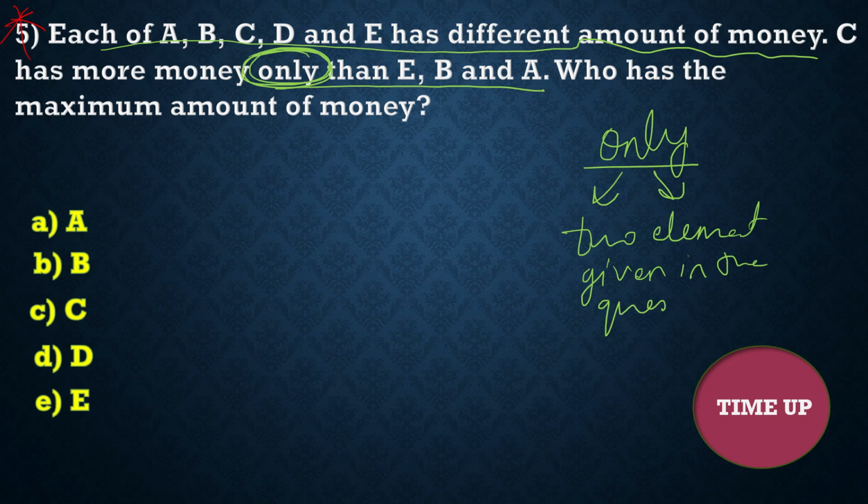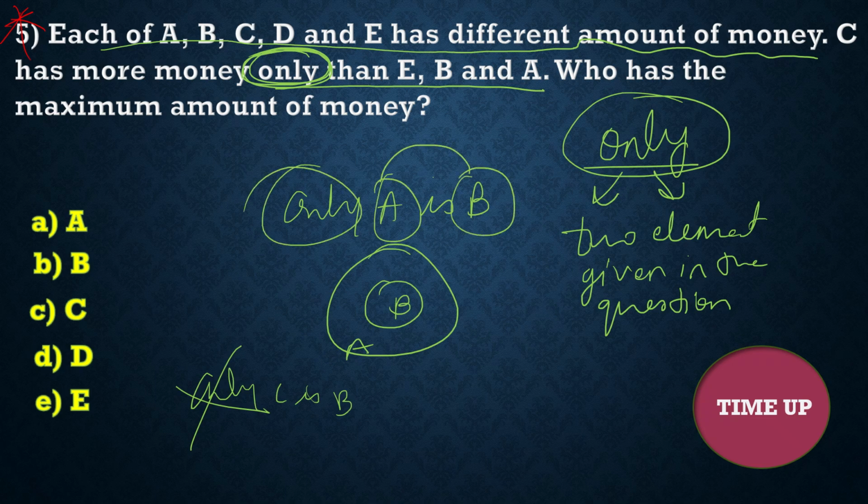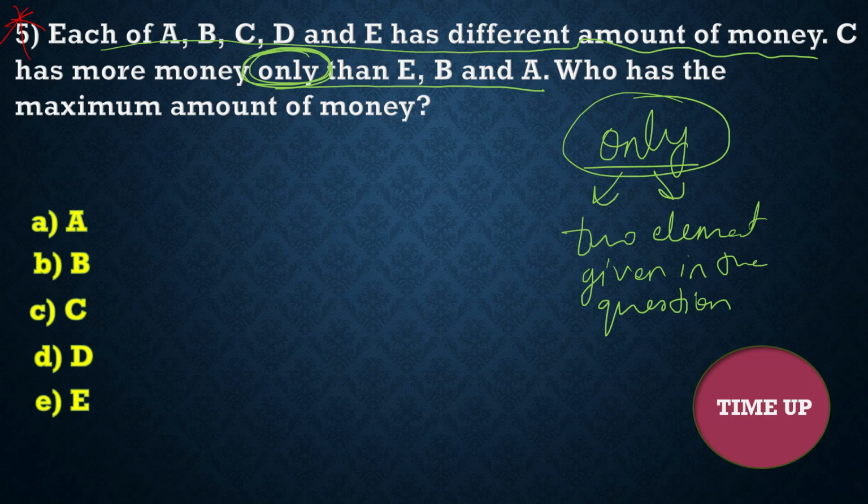You remember syllogism? When you solved syllogism also, the word only would have come, correct? When you say only A is B, then you draw B, and A will be there. But in the conclusion, if they say only C is B, then the conclusion would be wrong, because when you say only, these two elements only are related to each other in syllogism. Same way here, whatever two elements are given in the question, it will be related to that only.